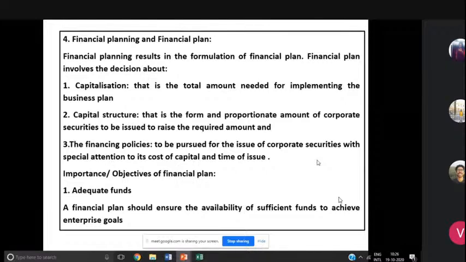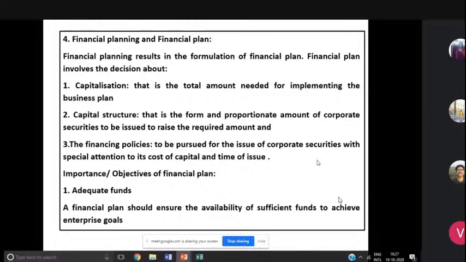It must have adequate funds. See the first one? A financial plan should ensure the availability of sufficient funds to achieve the enterprise's objectives. So simple, self-explanatory it is. Since you have done capital structure planning and capitalization in detail earlier, this is nothing for you. This is common sense for you now. Right? This is done.